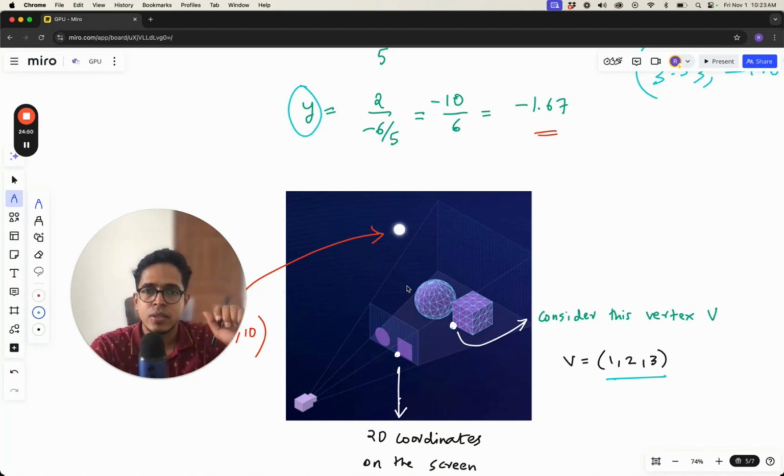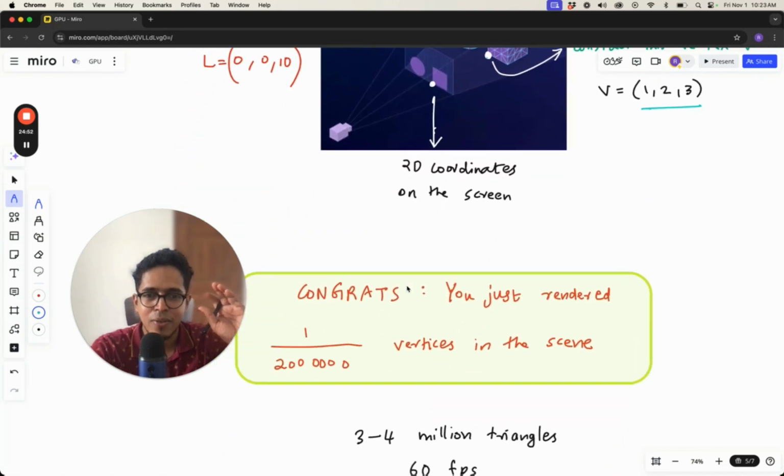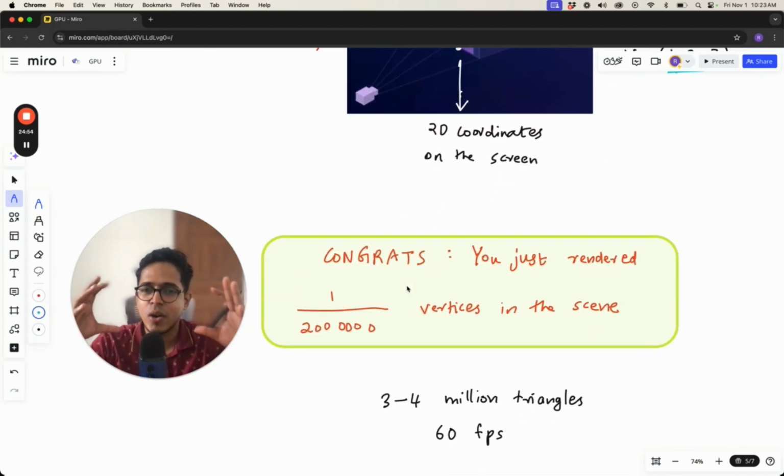So now you have successfully rendered 1 out of 2 million vertices in the scene. And these 2 million vertices make 3 to 4 million triangles, and every single one of these has to be rendered 60 times in a second. So now imagine the volume of calculations that your computer has to perform.